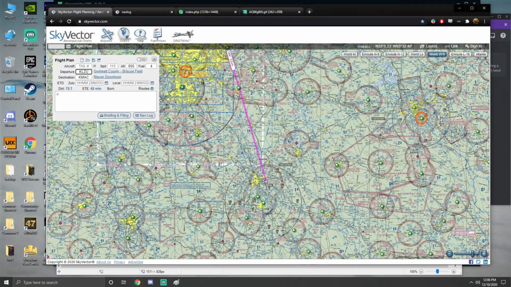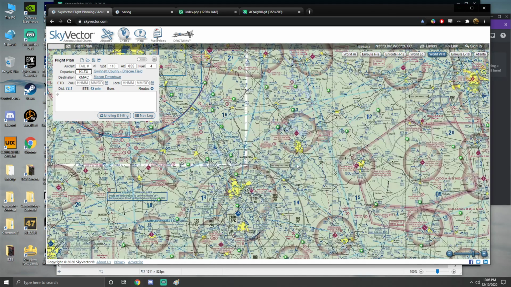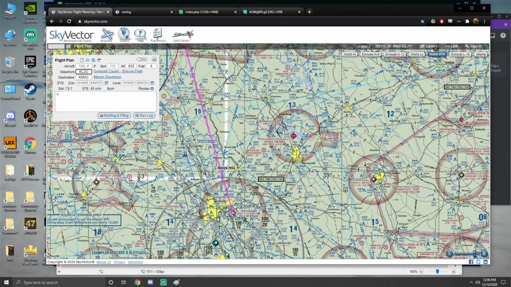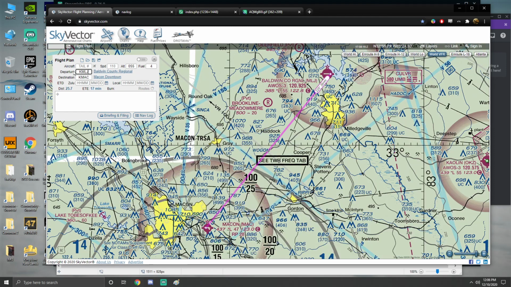Middle Georgia University. Oh, gotcha. What you should do is fly up here to Milledgeville, Baldwin County Regional. This is one of my favorite airports to fly to. From you, KMAC to MLJ, 25 miles. You might have been there already. Oh, you did. There you go.